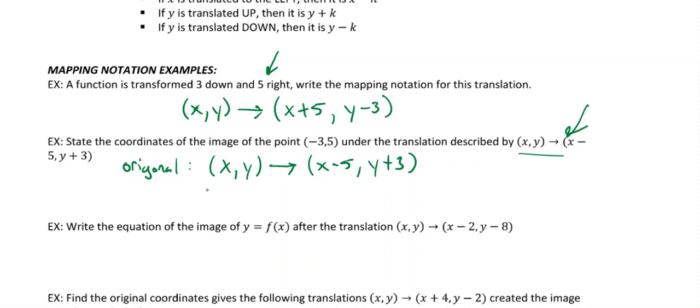So let's actually put in the point that they gave us now. This will be an x value of -3, y value of 5, right? Just that point we had there. And that's going to turn into, well, instead of an x, I'm going to put in -3 minus 5, comma, and then 5 plus 3, and then actually just perform those operations. So that's going to turn into the point -3 minus 5, so -8, comma, 8.